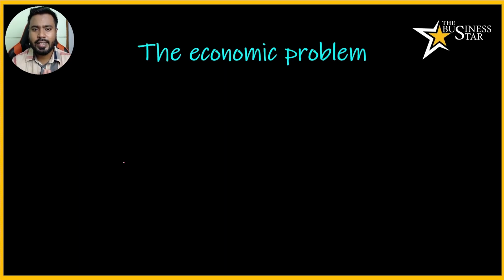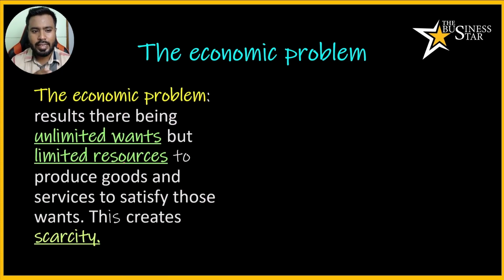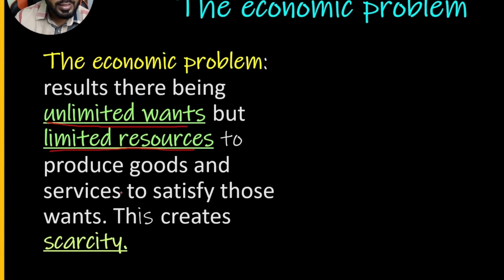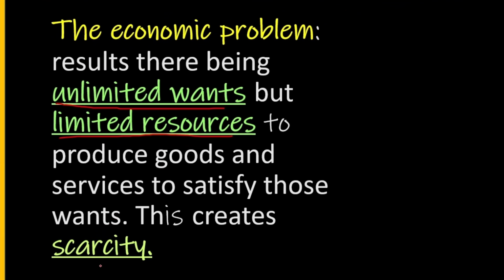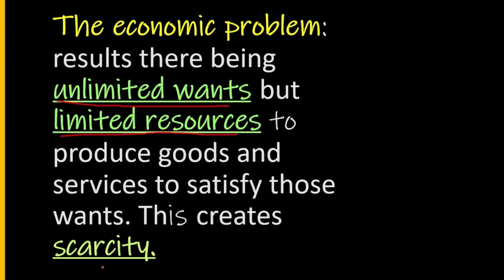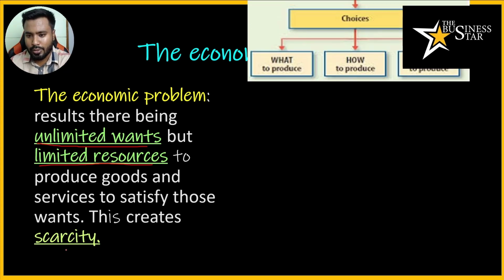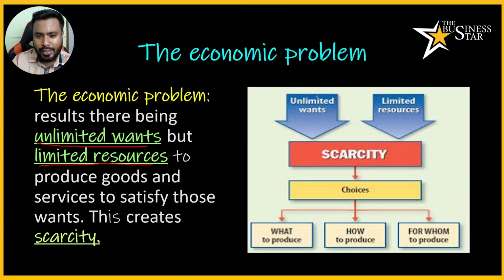Business stars, this slide talks about a new concept which is known as the economic problem. What is the economic problem? The economic problem results from there being unlimited wants, as I have underlined, but limited resources to produce goods and services to satisfy those wants, and this creates scarcity. So what is scarcity? We will be talking about this in the next slide. But for now, we know that human beings have unlimited wants and resources are limited. As a result, there is an economic problem. So let me show you an image. Over here, you can see that human beings have unlimited wants, but resources are limited. As a result, there is scarcity.